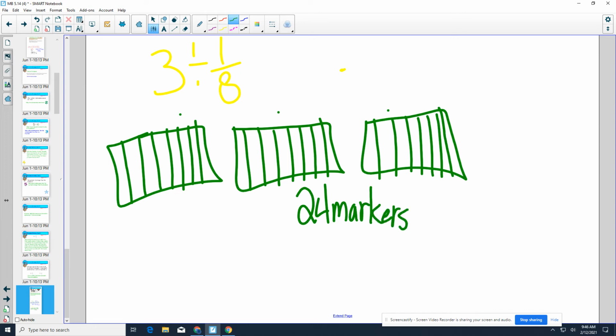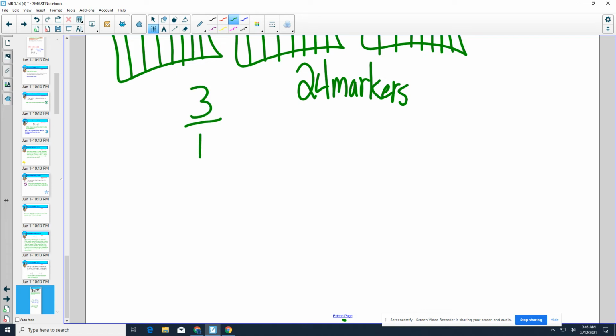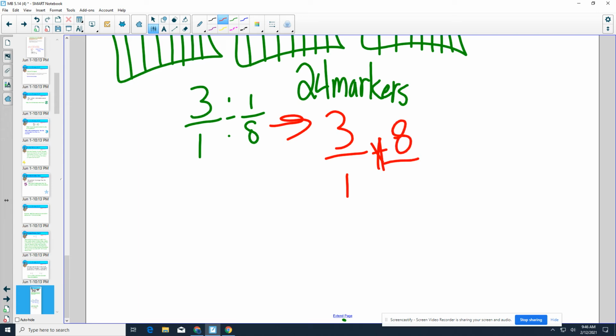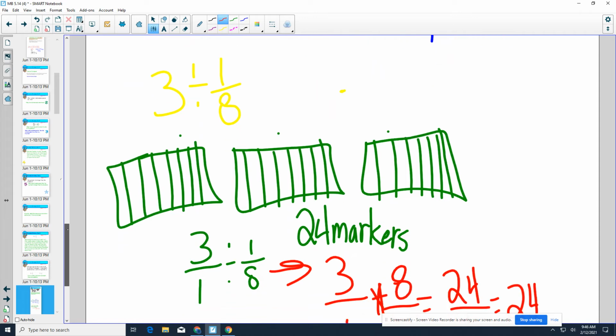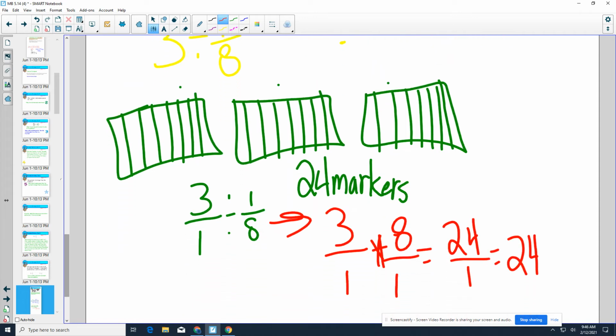So now I can do the algorithm here to see. So I'm going to say 3 over 1 divided by 1/8. And I'm going to convert that to a multiplication problem. So I'm going to multiply by the reciprocal of the second fraction, which simply just means to flip it. And I get 24 over 1, which is just simply 24 markers. So using the algorithm and using the illustrations, either way that you go, the strategy works. Okay, so 24 there.